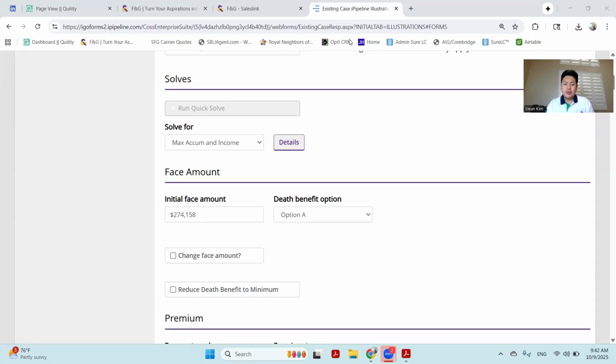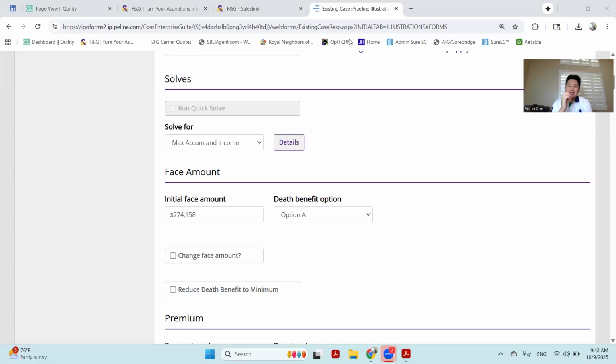Can a client always switch back from A to B? Yes, you can. So you can make it option A to B, or you can make it B to A. Once a year, I think. The way I'm understanding it, option A sounds better, not just for the agent, but for the client as well. So, yeah, it's a good question.